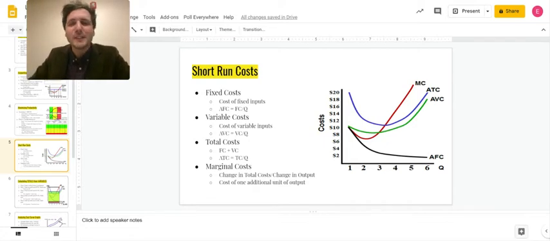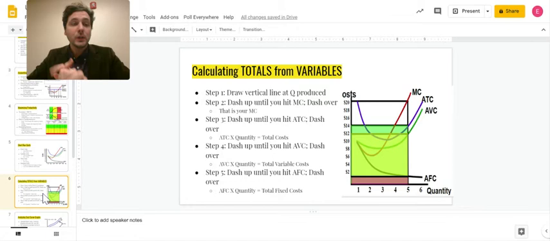So those are short-run costs. That's what they look like on a graph. You should be able to draw those and see them. You won't have to draw them, but being able to draw them shows that you know them. All right, so now we can go from those variable costs and we can calculate total costs from them.